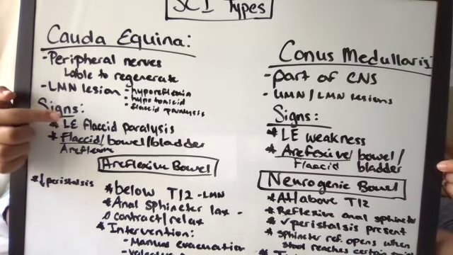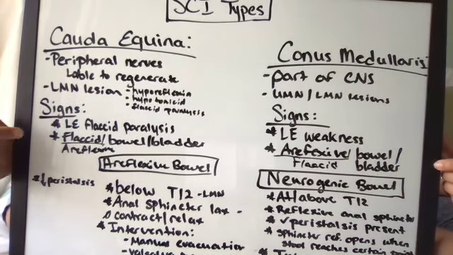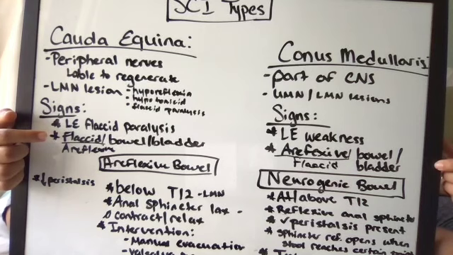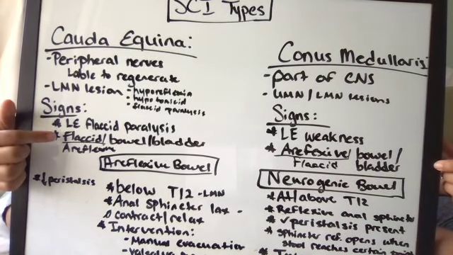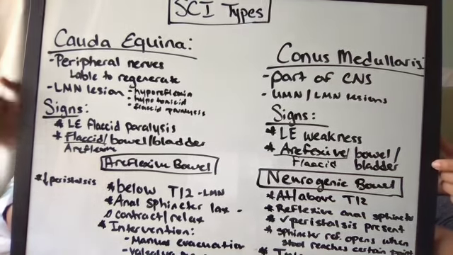Signs: lower extremity flaccid paralysis. Flaccid bowel and bladder may be present. Just a note here, areflexia is just another word for flaccid bowel and bladder. So you might see it termed as areflexive bowel.